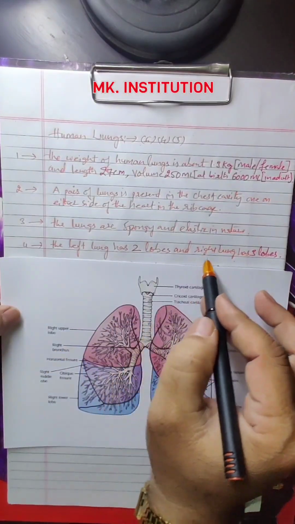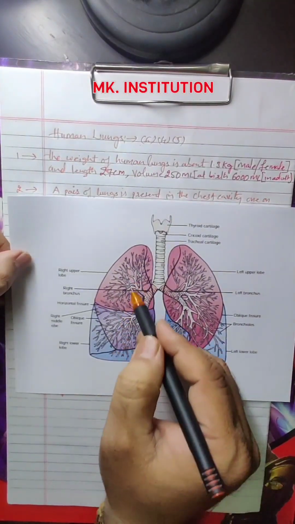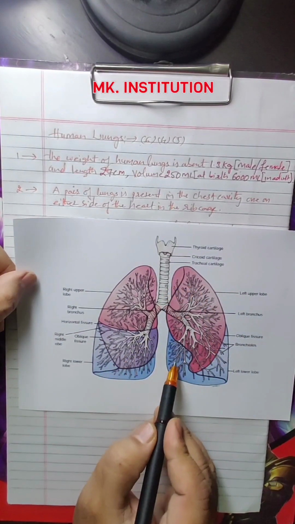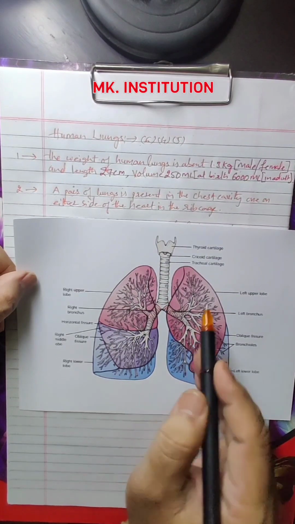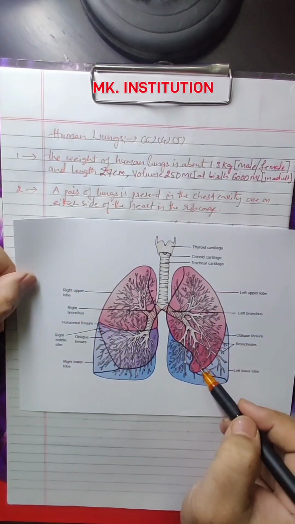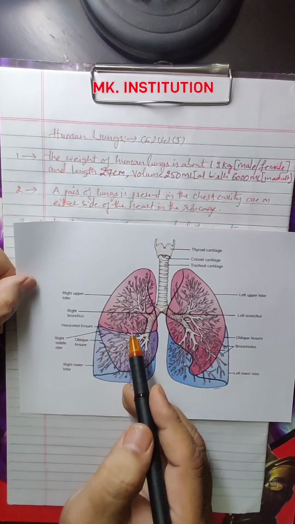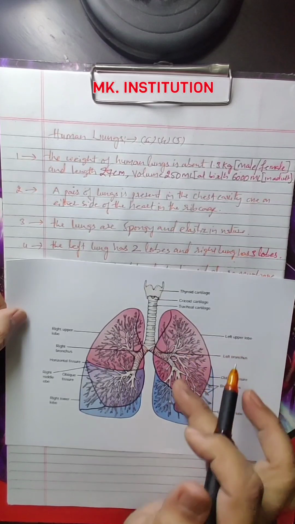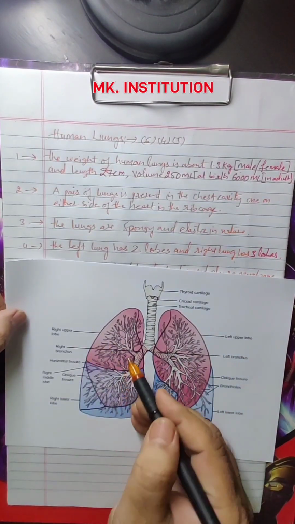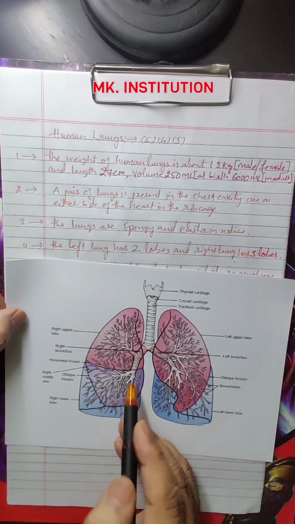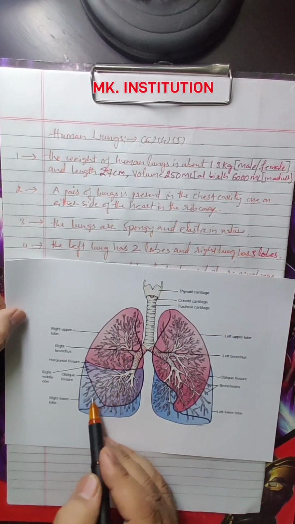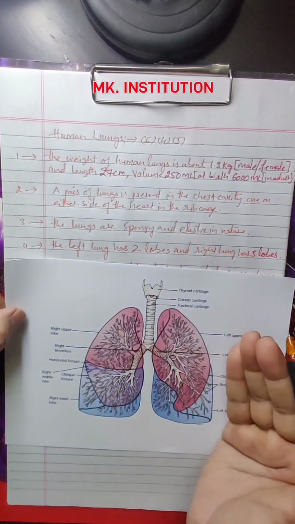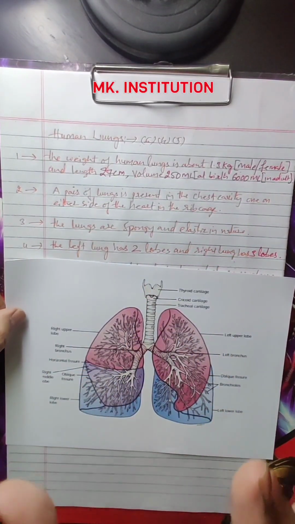And the left lung has 2 lobes and the right lung has 3 lobes. This is the right lung and this is the left lung. The left lung has 2 lobes, shown in pink color and blue color: first lobe, second lobe. The right lung will have 3 lobes: first lobe, second lobe, third lobe. Clear? Lobes means chambers, compartments. Clear?